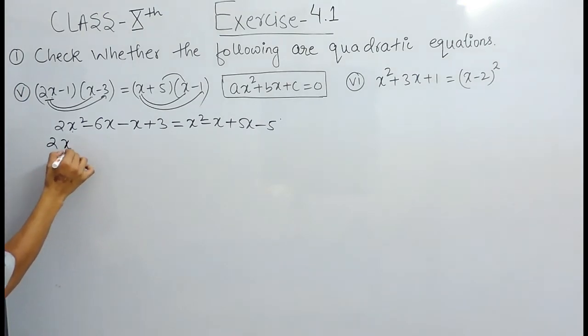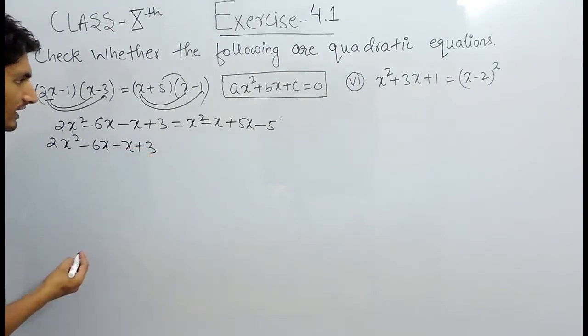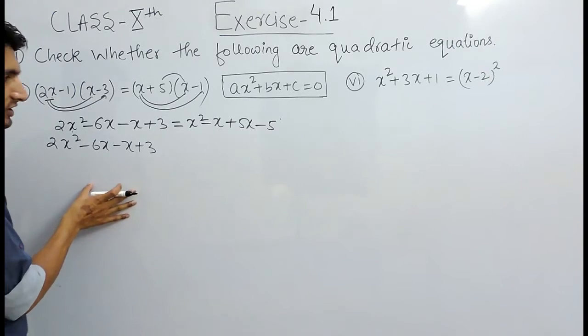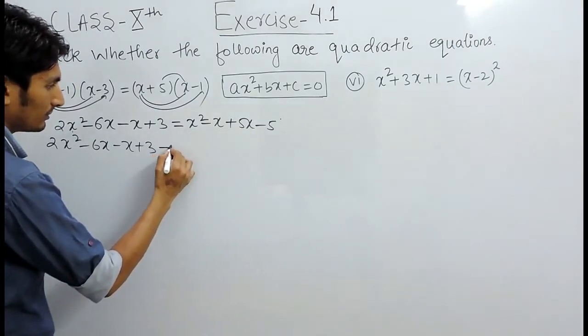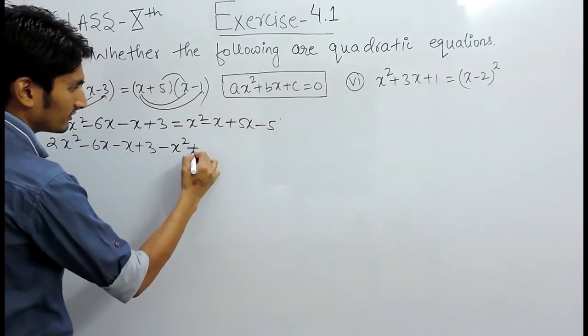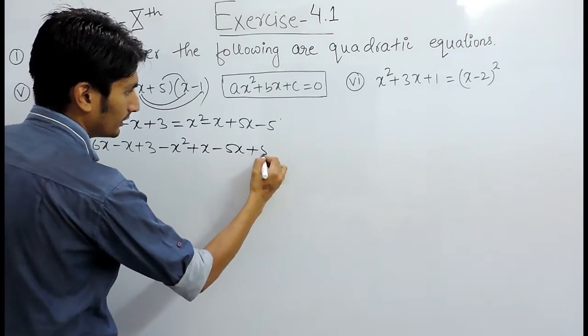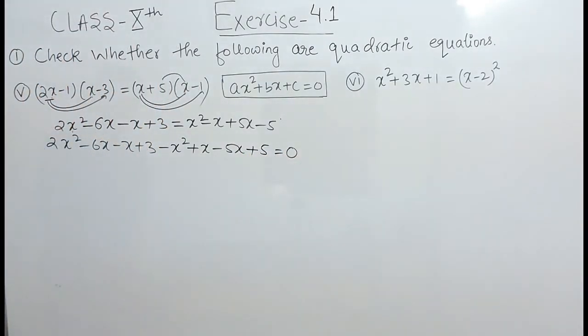So 2x squared minus 6x minus x plus 3 will remain as it is on the left hand side, and these all the terms when shifted to this side, their sign should be changed. So positive will become minus, minus will become positive, positive will become minus, and again negative will become positive, and this all is equals to 0. Now you can solve it.